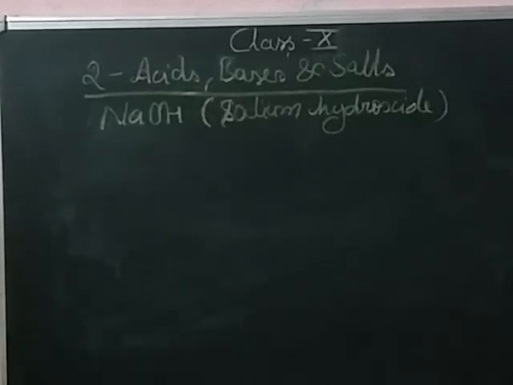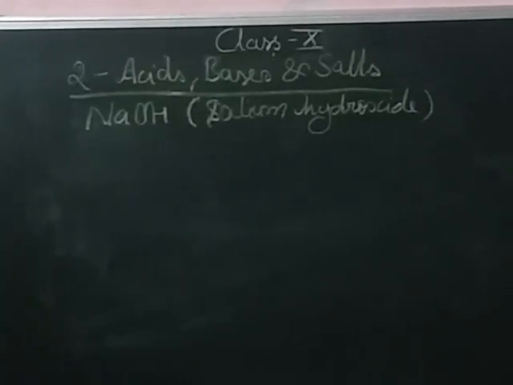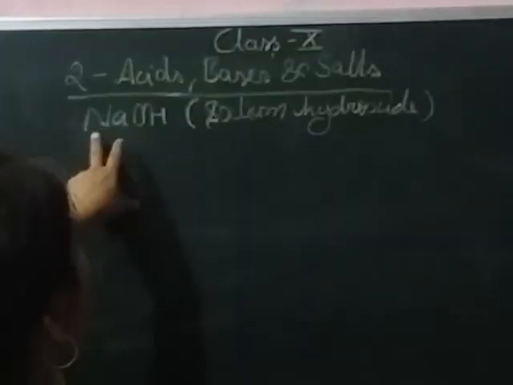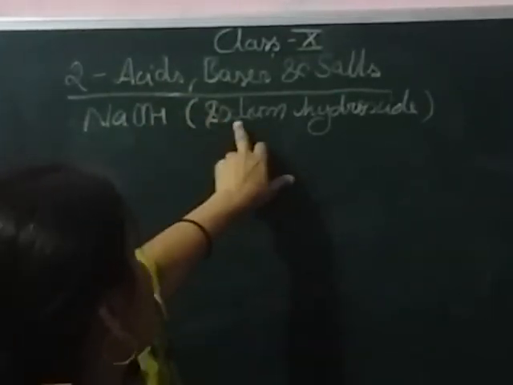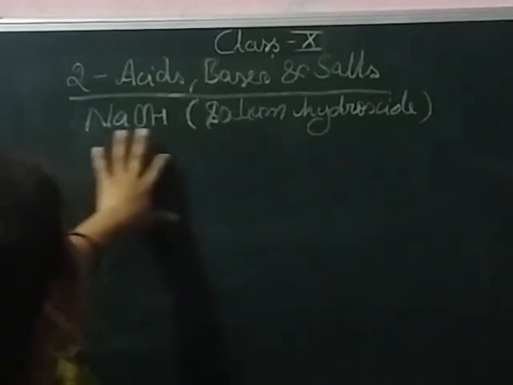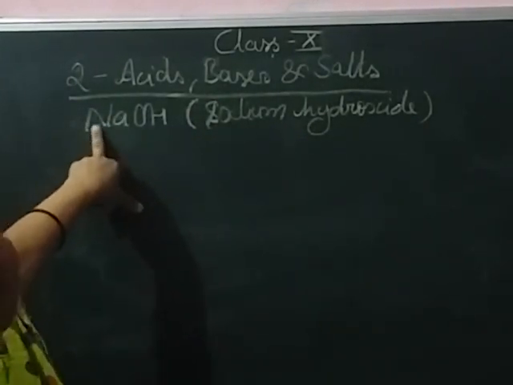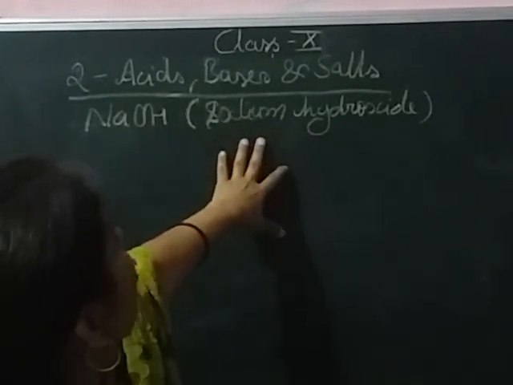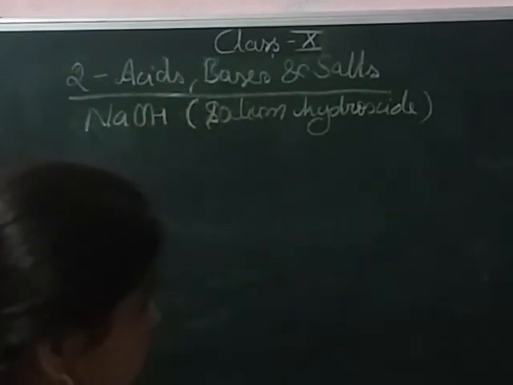Student, in the last video we studied the sodium chloride salt. In this video we will study the next salt. It is sodium hydroxide, and its chemical formula is NaOH. NaOH is the chemical formula of sodium hydroxide.